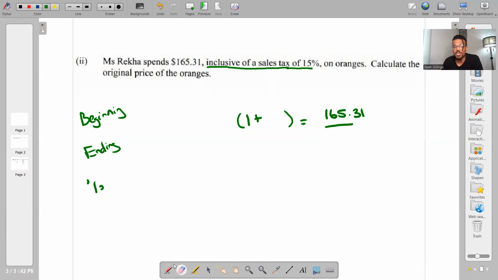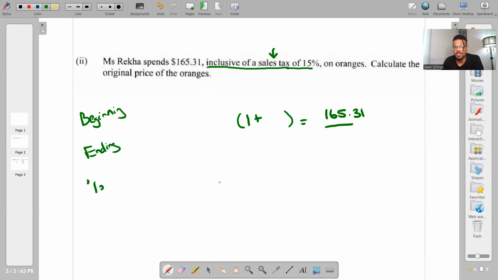Now, what does tax do to anything? Sales tax increases what you're going to pay. So instead of paying, for example, I'm not saying this is the answer, 150, which is the original price, which is what they asked you for, you pay 165, which is more. So that's what tax does to it. That's how I know it's going to be a plus sign here, because it's supposed to be increasing the value of the original price, all right?